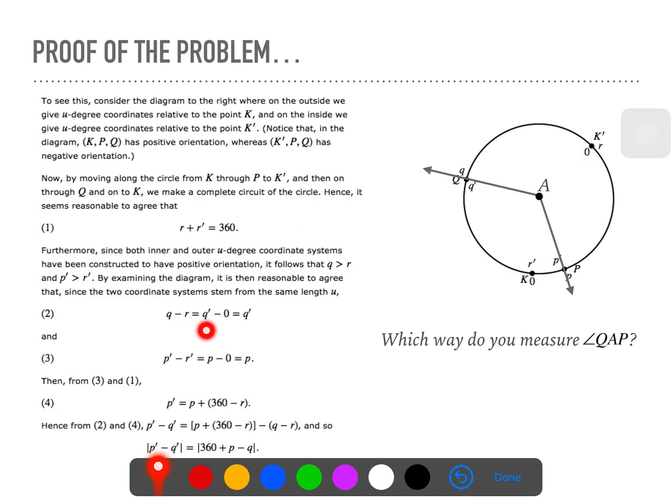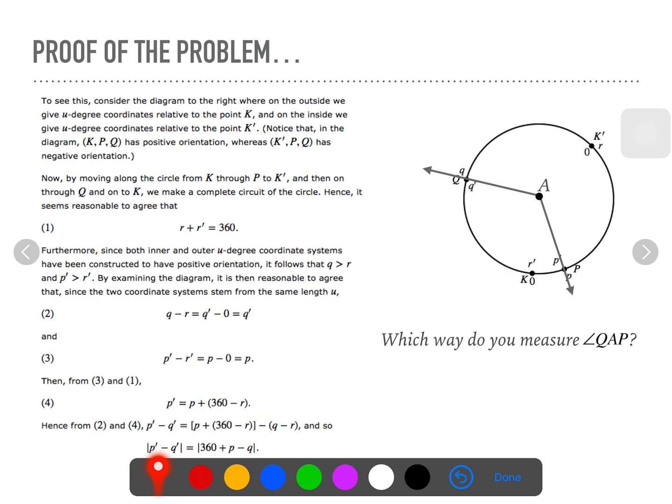So Q minus R is equal to Q prime, and P prime minus R prime must be equal to P minus 0, or P. Here's P prime minus R prime, that's on the inside. That has to equal the outside, P minus 0, or just P. Then from 3 and 1, we can conclude that P prime is equal to this expression.